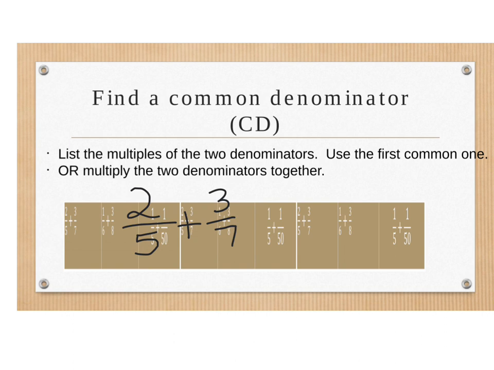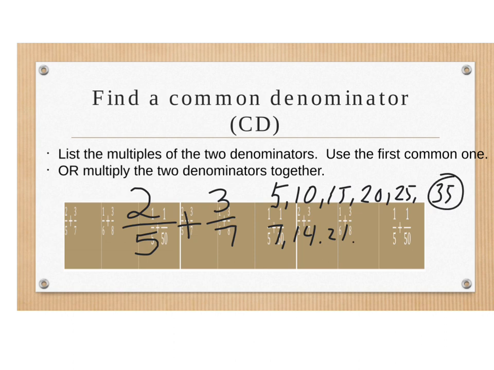So 2 fifths and 3 sevenths, we could just start thinking about the multiples of 5: 25, 30, 35, and the multiples of 7: 7, 14, 21. The first thing they have in common is 35. So that's a good common denominator for 2 fifths and 3 sevenths.